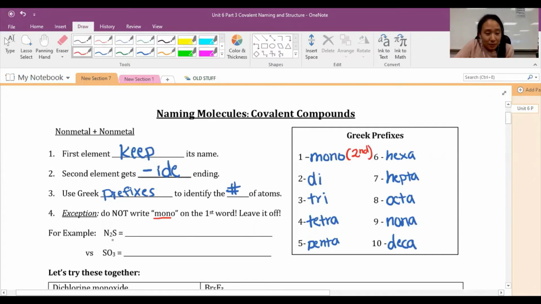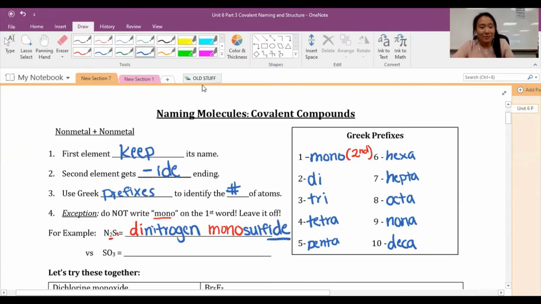So for example, here you have 2 nitrogens, right? So you have to write di to represent the number 2. Then the rule says the first element keeps its name. So N is nitrogen. So this is dinitrogen, okay? And then here, if there's no number, remember a 1 is implied. So you would write mono. And then this is the element sulfur, but the second element has to have an IDE ending. So sulfur becomes sulfide, IDE ending, right? Very good.